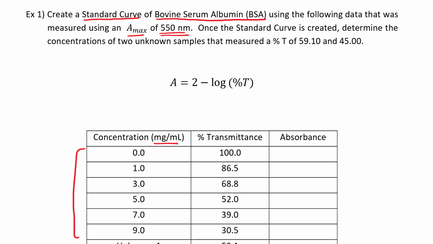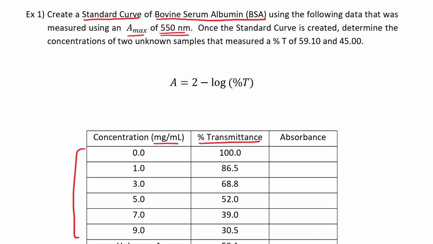Please note that every chemical has a wavelength of maximal absorbance. For BSA, an absorption spectrum was done, and the wavelength of maximal absorbance was determined to be 550 nanometers. Hence, when we do the standard curve, we would like to use the Amax. The reason is that it will give you the biggest dynamic range of change. Notice, we placed in the concentration and we recorded the percent transmittance.